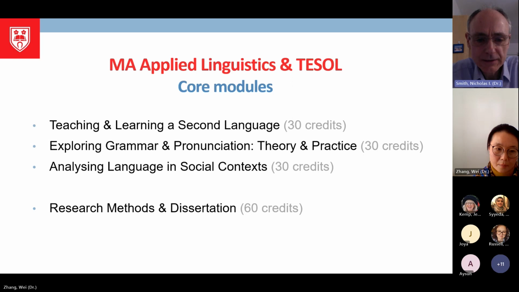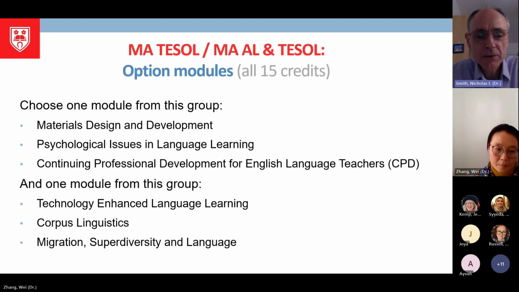Okay, next slide, please. You also take 2 option modules. Each of them is 15 credits, and we bunch them into 2 groups. So the first 3 you do earlier. You choose one of these 3 earlier, and then the second group you choose one of these 3 at a later stage. And if you're not sure what any of them involve, feel free to ask at the end. Next slide, please.